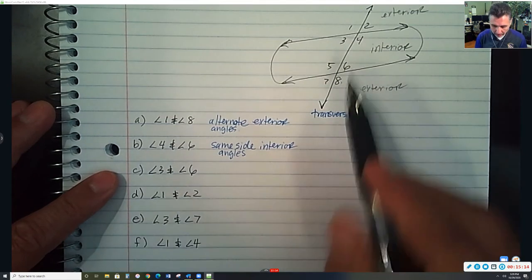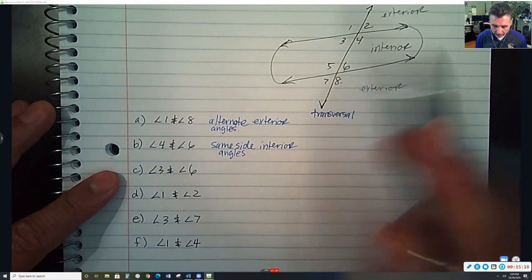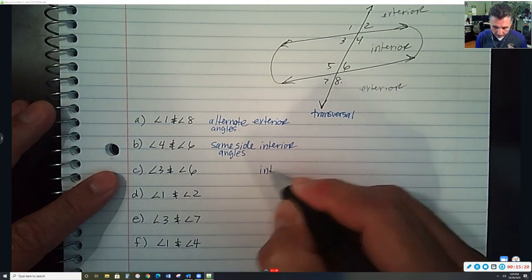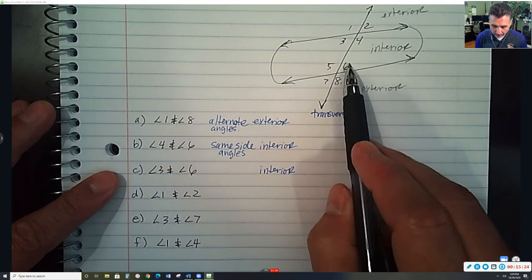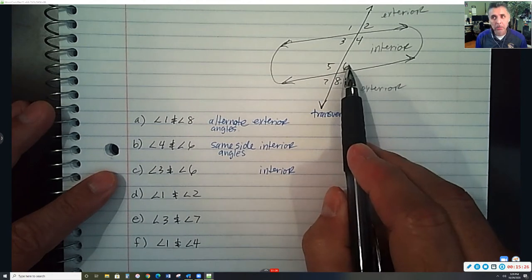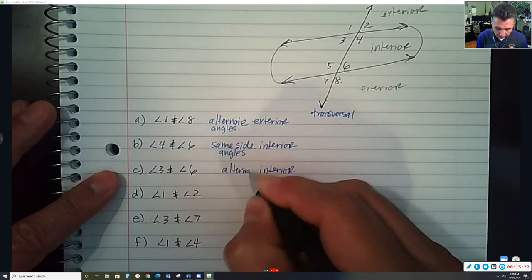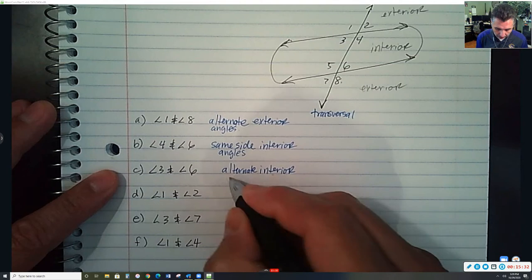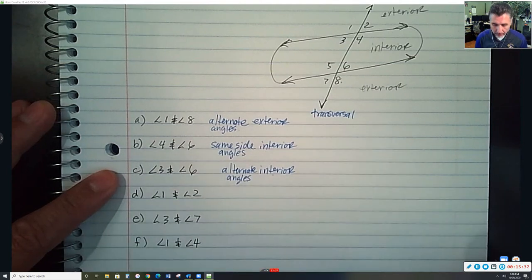3 and 6. If you look at 3 and 6, 3 is interior, 6 is interior, so I know it's interior. And then 3 is on the left side, 6 is on the right side, so those are opposite, so that's going to be alternate interior angles. Okay.